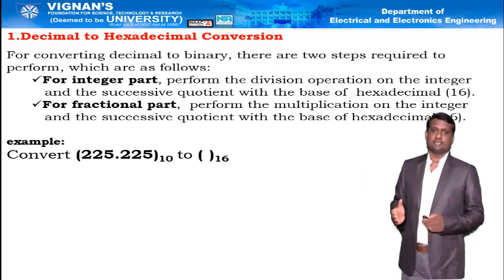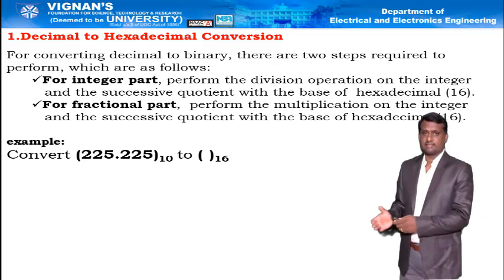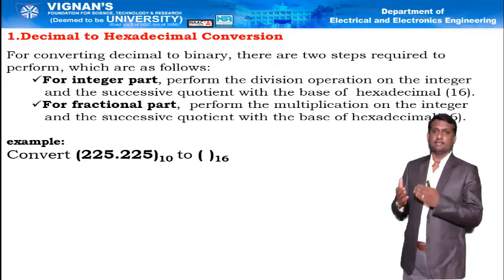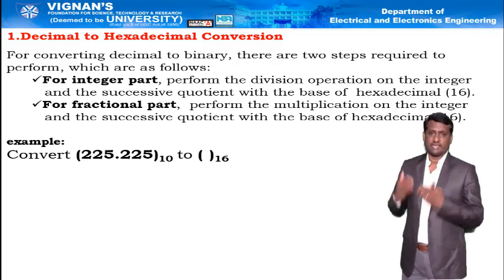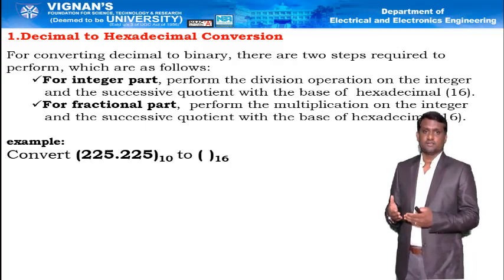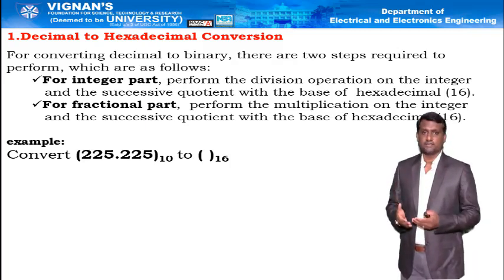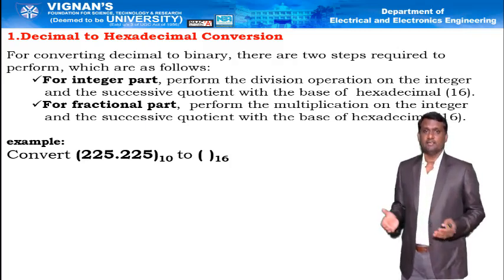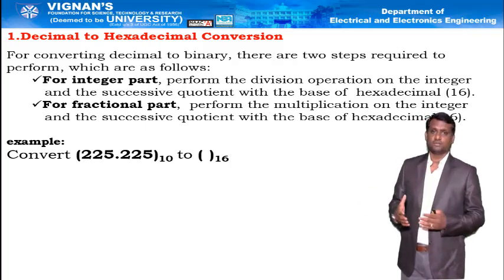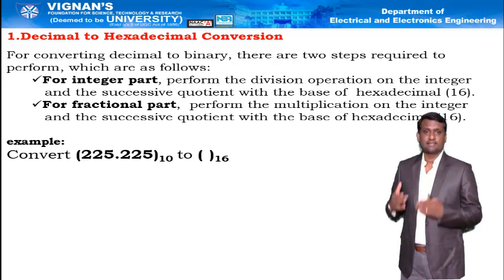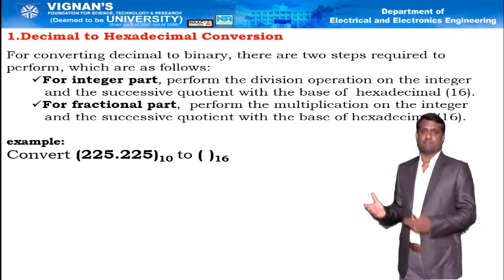Like in the binary and octal conversions, here also in the decimal to hexadecimal conversion, for the integer part we have to perform the successive division method, and for the fractional part the multiplication method separately, and then club the converted values. Then we will get the equivalent hexadecimal number for a given decimal number.